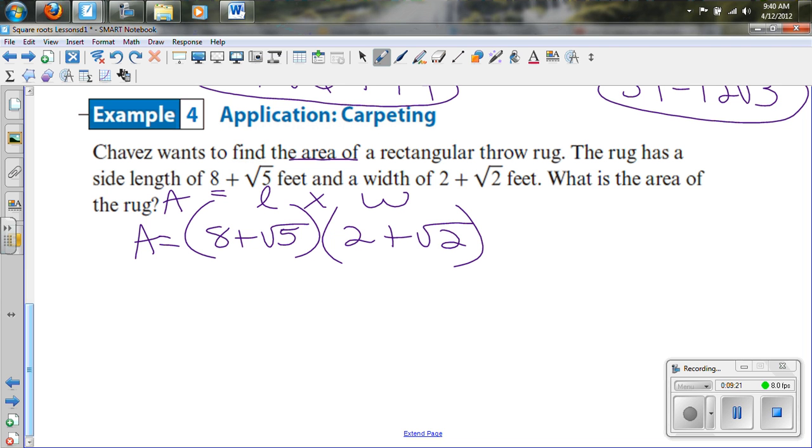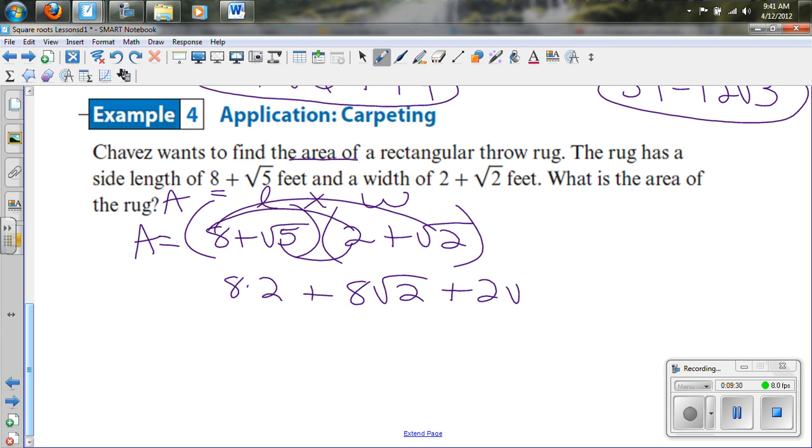And so do the distributive property. 8 times 2 plus 8 square root 2 plus 2 square root 5 plus square root of 2 times square root of 5. And again, I just did the distributive property there, and I put the numbers in front of the radicals so that they're always behind, except when we have 2 of them at the end there. So then do the simplifying and see if there's anything you can add together here.